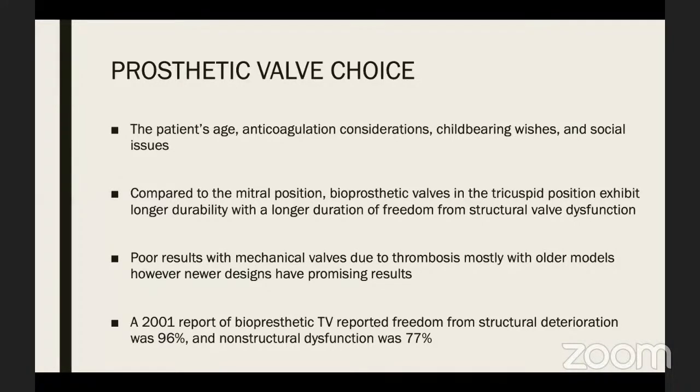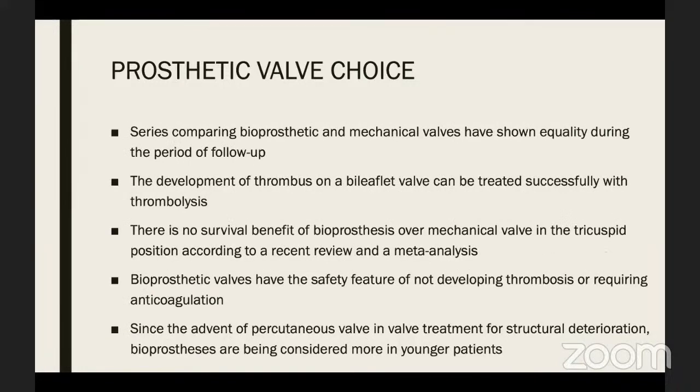The poor results that used to be seen with mechanical valves were due to thrombosis, mostly with older models like the tilting disc or ball and cage. However, the newer designs have promising results. A 2001 report of bioprosthetic tricuspid valves reported freedom from structural deterioration was 96% and non-structural dysfunction was 77%. In series that compare bioprosthetic and mechanical valves, they have shown equality during follow-up between the two types. And the development of thrombus on mechanical valves can be treated nowadays successfully with thrombolysis.